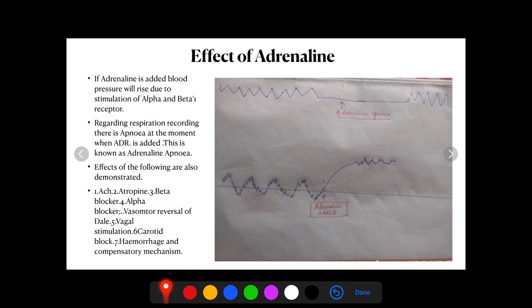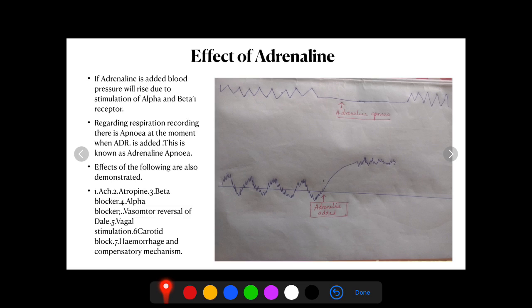Next, vagal stimulation can also be studied. If we stimulate the vagus nerve electrically, what will happen? There will be bradycardia, and at one time the heart will stop, and there will be a marked fall of blood pressure. But if we go on stimulating the vagus nerve, the heart will start beating again at a slower rate, and the fall of blood pressure will be regained slightly, and this is known as the vagal escape. So the phenomenon of vagal escape can also be demonstrated with the help of this experiment.